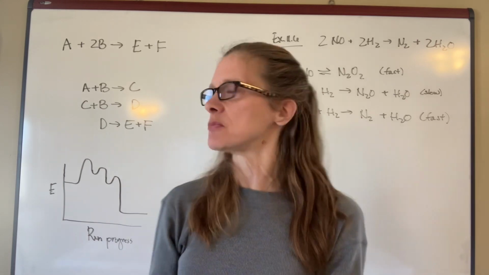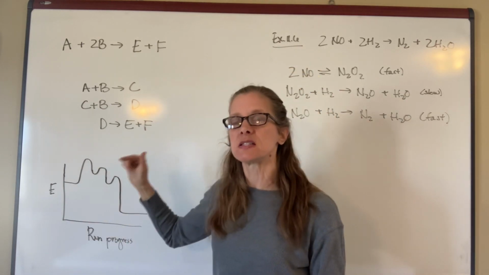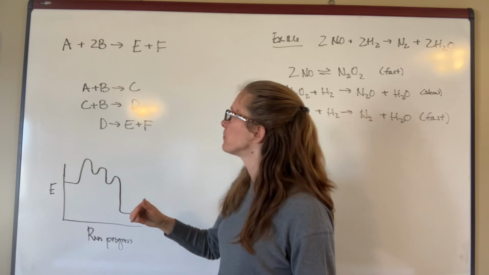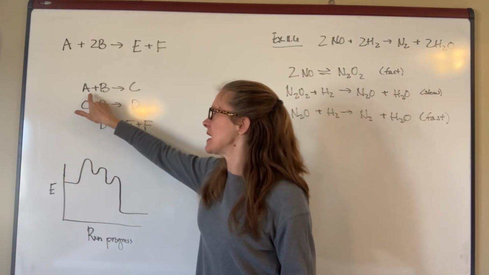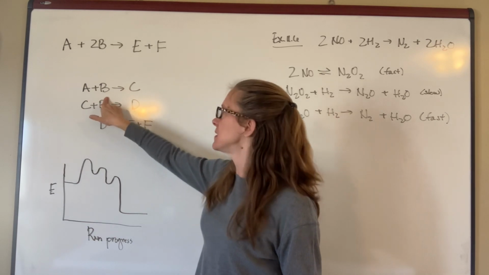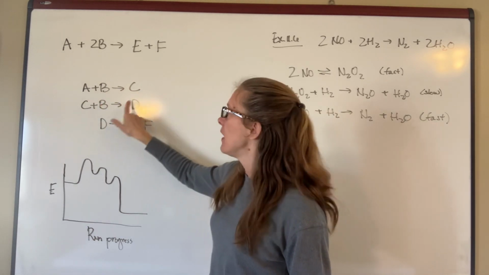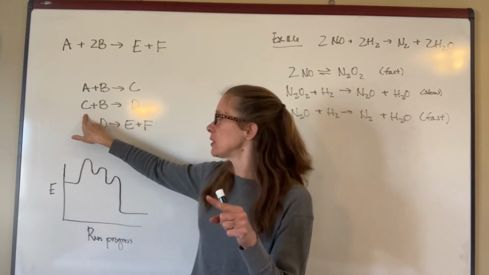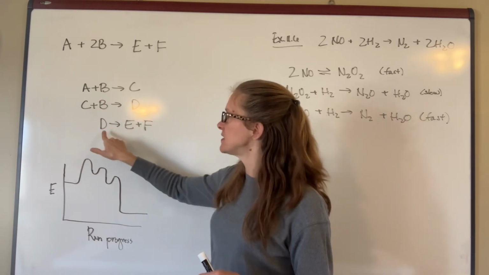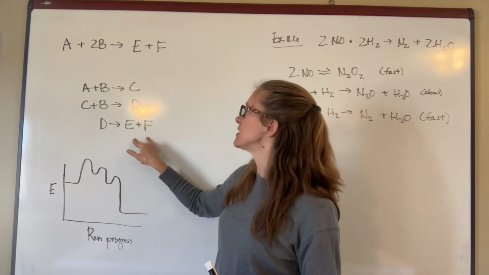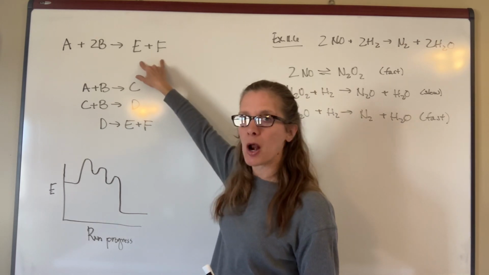And so sometimes these reactions occur by a series of different steps. Maybe I have just an A and one B that react together to make a C. Then C turns around and reacts with another B to make D. And then once D is there, it splits apart into E and F, and then I get my final products.